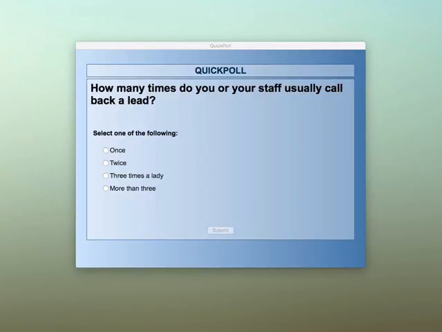How many times do you or your staff usually call back a lead, assuming that it goes to voicemail or it comes in as a live chat lead via email or a pay-per-lead lead, or some other way where you're not picking up the phone and talking to them directly? How many times do you call them back before you stop calling, to see if they actually qualify and to do some sort of screening over the phone? Once, twice, 3 times, more than 3 times? Go ahead and answer that right now.